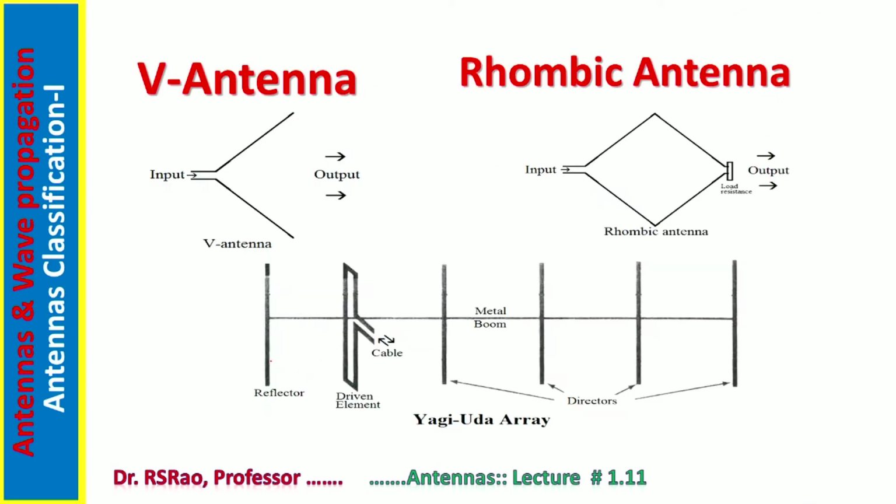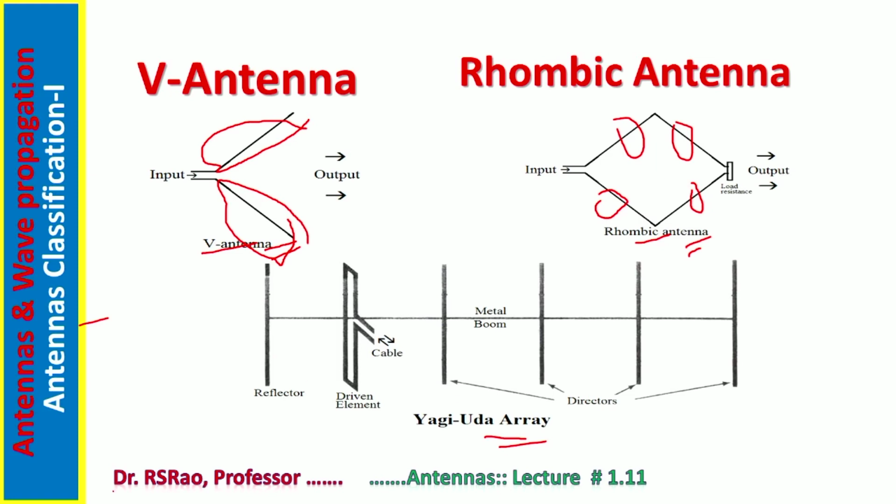Examples for array antennas are shown here: V antenna, rhombic antenna, Yagi-Uda array. These three are arrays. In V antenna, you can find two elements. This is one element, this is another element. Two radiators are two individual antennas. In case of rhombic antenna, one can find four radiators. In case of Yagi-Uda array, one can find several dipoles. In this diagram, 1, 2, 3, 4, 5, 6 elements are there. So these three are prominent examples for array antennas.